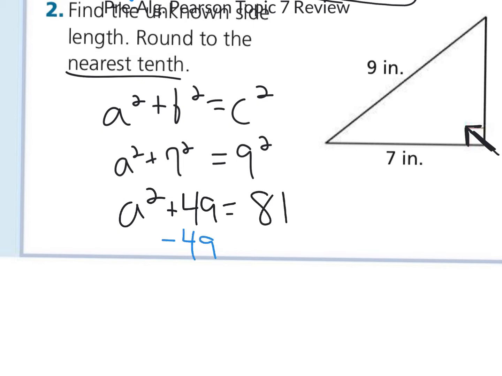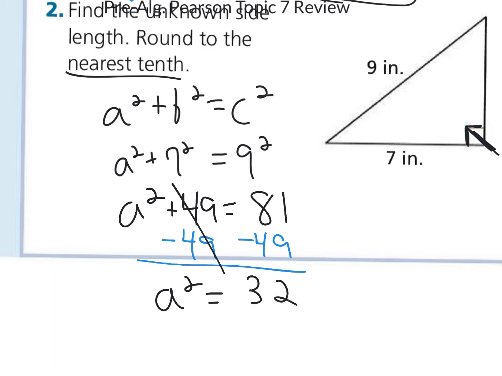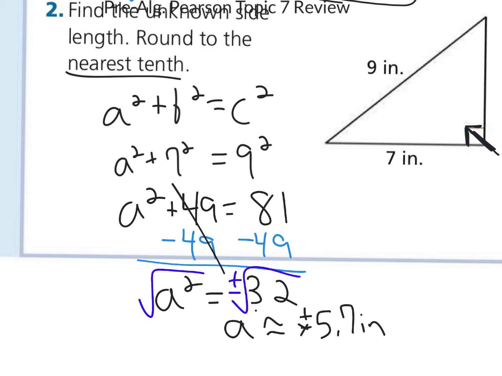and then we can subtract, and get 32, and then if we take the square root, and they said go to the nearest tenth, so that would be about 5.7 inches. Okay, so 5.7 inches, that's smaller than the hypotenuse, and it's kind of in line with our other numbers, so that should be good.